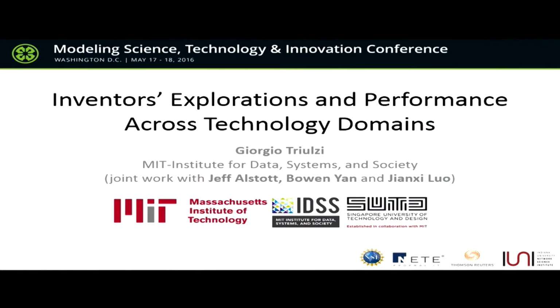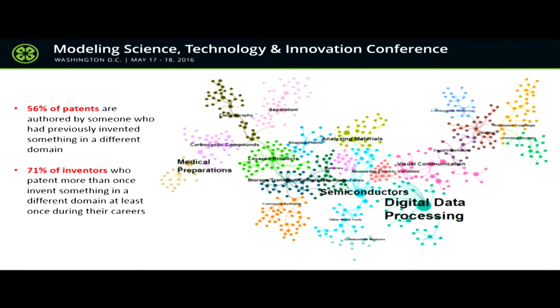Hello, everyone. This is joint work with Jeff Alstott, Bowen Yan, and Jiangxi Luo from Singapore University of Technology and Design. In this study, we analyzed data on about 4 million US patents and 3 million inventors between 1975 and 2010. And we found that the majority of patents are authored by someone who had previously invented something in a different domain. And 71% of inventors who patent more than once invent something in at least 2 different domains in their career.